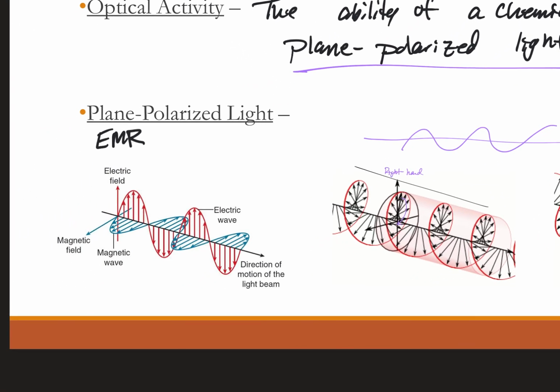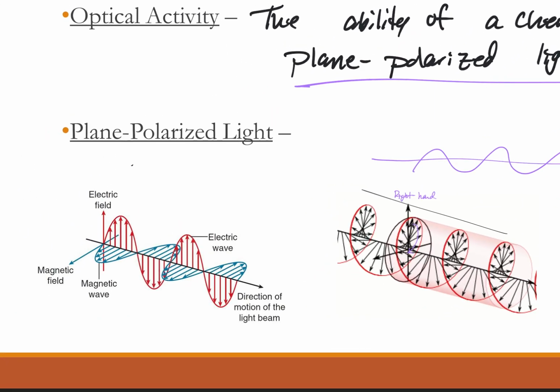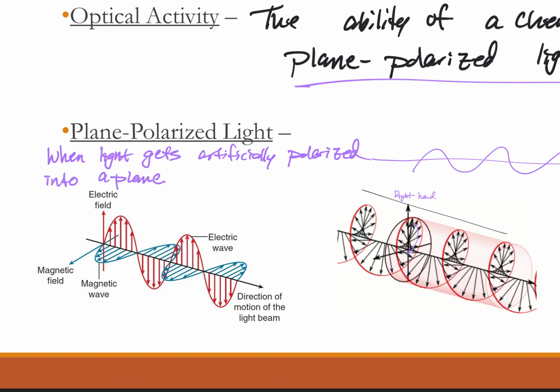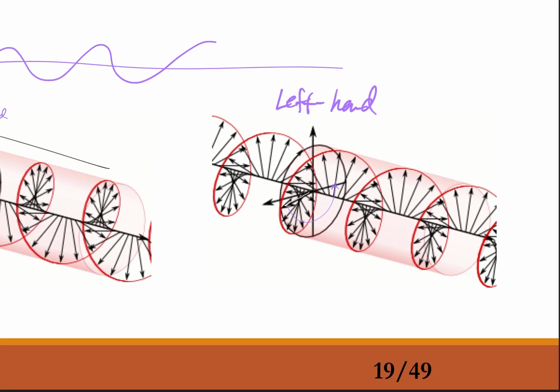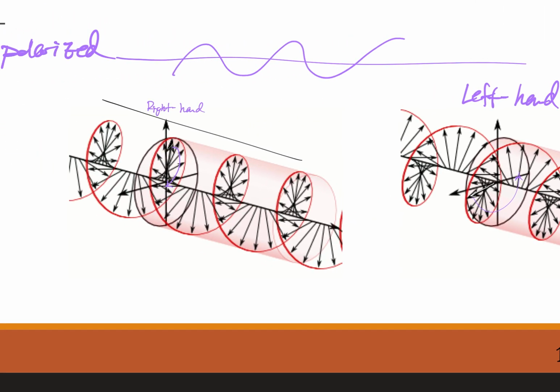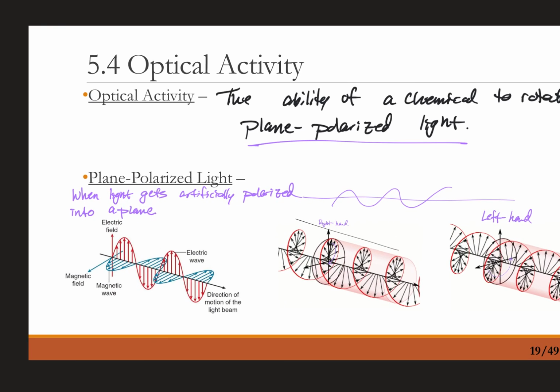All right, plane polarized light is when light gets artificially polarized into a plane. Okay, meaning not an airplane, but a flat sheet. These are helical. They're not flat. It's up and down.